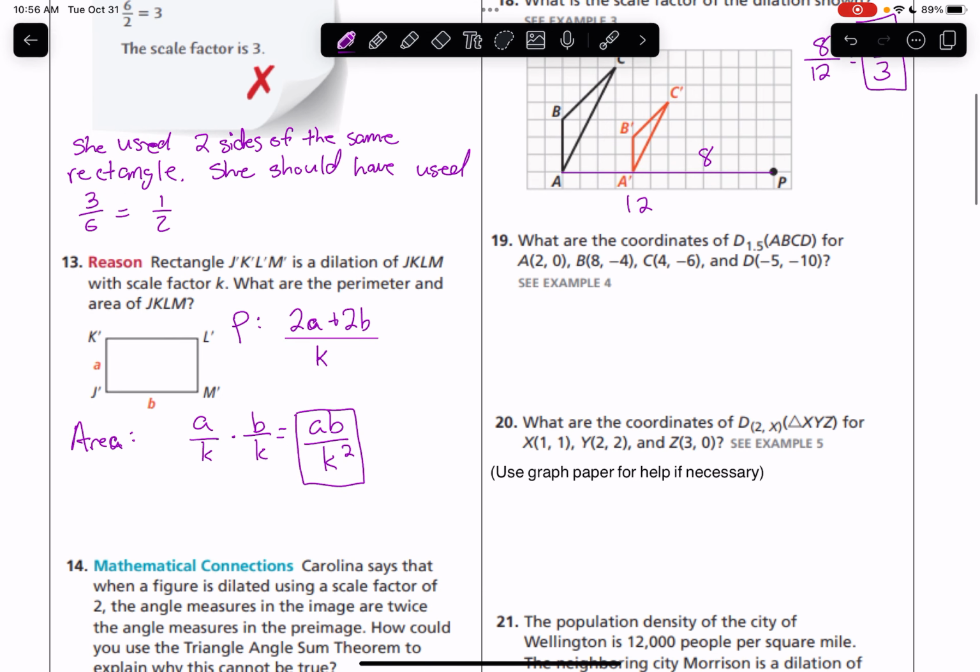Number 19, what are the coordinates of a dilation of 1.5 of ABCD for this quadrilateral? Of course, we're just taking these coordinates and multiplying them by 1.5 to get A prime, B prime, C prime, and D prime. So A prime is 3, 0. B prime is 12, -6. C prime is 6, -9. And D prime is -7.5, -15.